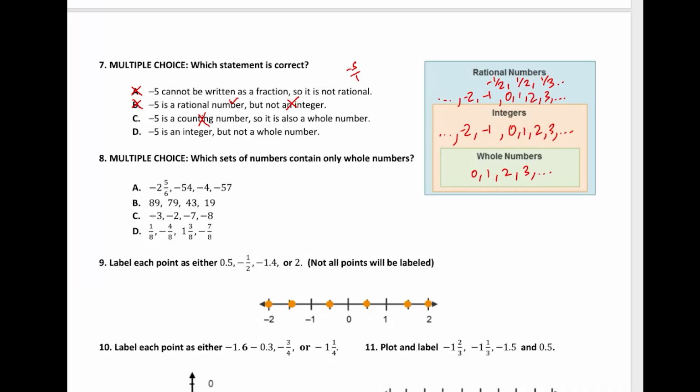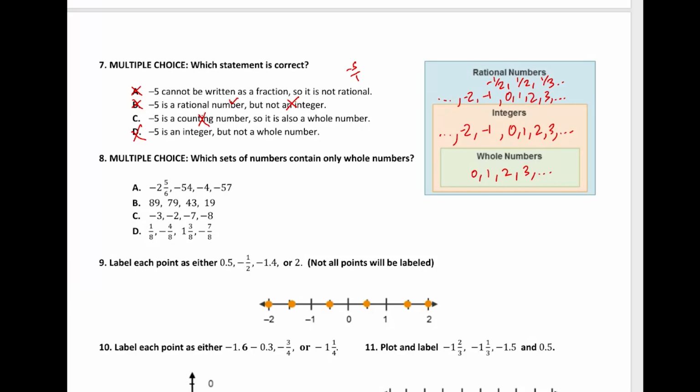So yeah, it's not a whole number. And finally, -5 is an integer, but not a whole number. Wait a minute, that's not true. Maybe I overlooked one. Hold up. -5 cannot be written as a fraction, so that's not true. Okay, -5 is a rational number, but not an integer.